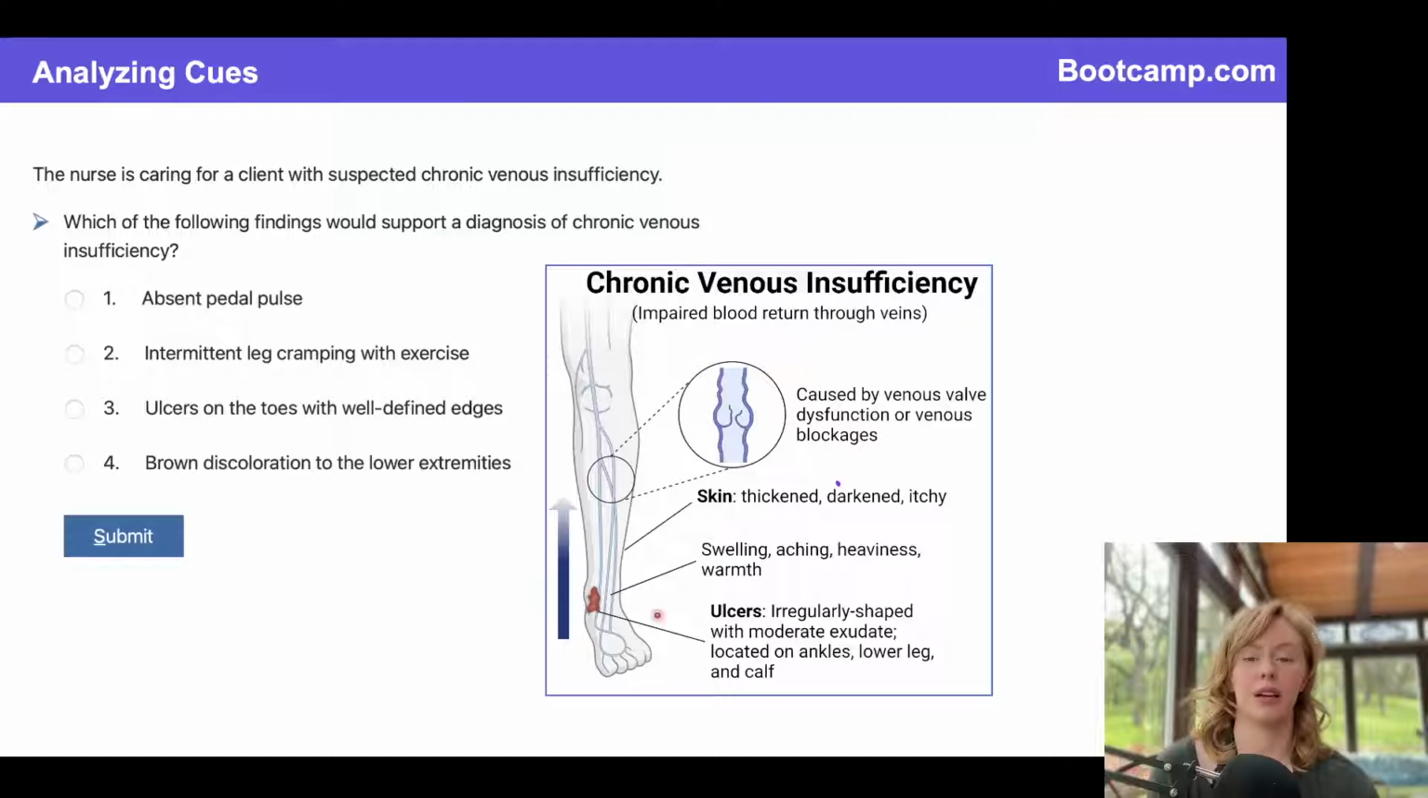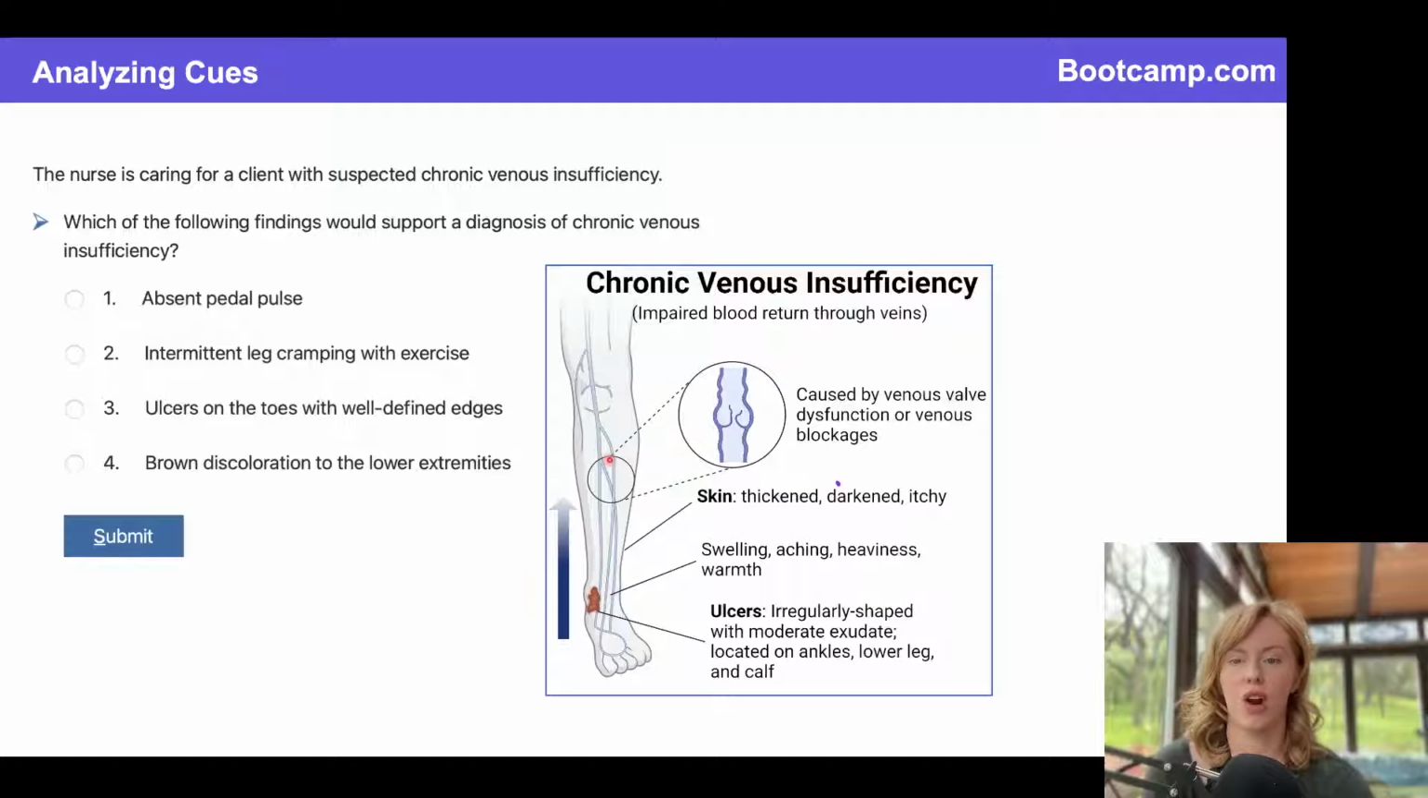We've got blood return that is halted because it can't get back up through these valves, and you start to swell. So you're going to see swelling, heaviness. When you do get ulcers here, because your foot can only swell so much, it's mostly the calf and leg that swells, so you're going to see those ulcers higher up. So on the ankles, the lower leg, and the calf.